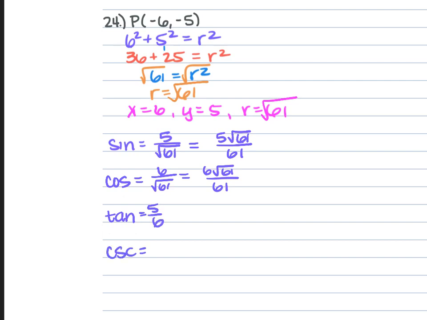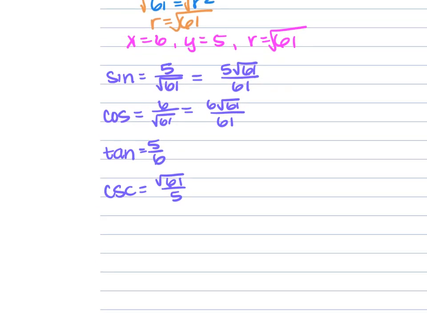Cosecant is r over y, so the square root of 61 over 5. Secant is r over x, so that's the square root of 61 over 6. And then cotangent is going to be x over y, so 6 over 5.